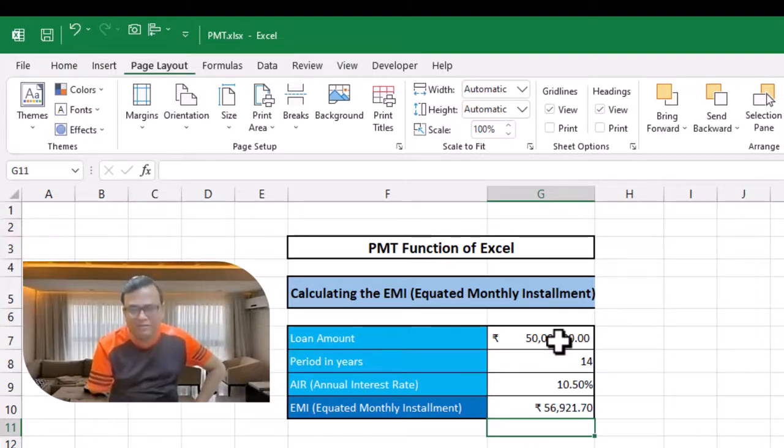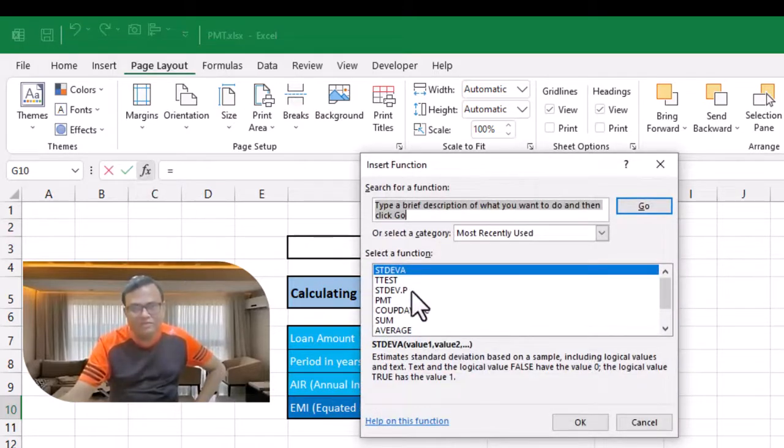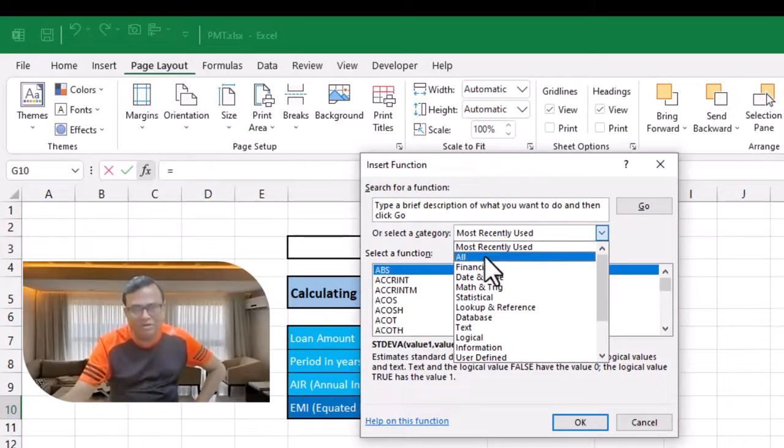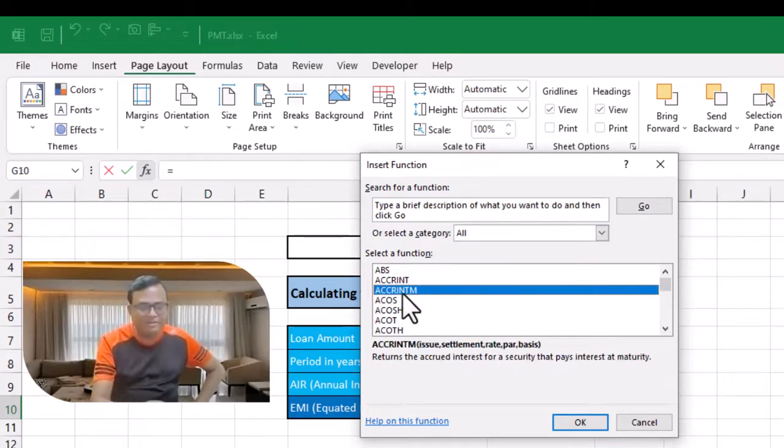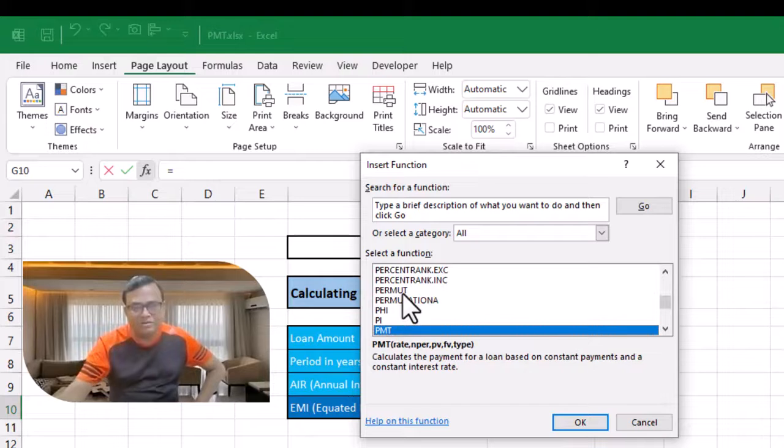Now let me show you another way of doing the PMT. I'll delete this EMI, and instead of typing the function equal to PMT, I click in the formula bar, and here you have the function wizard. In the function wizard, I select All, and then I type PMT. It gives me a description that PMT calculates the payment for a loan based on constant payments and a constant interest rate. That's the function which I want, so I select OK.